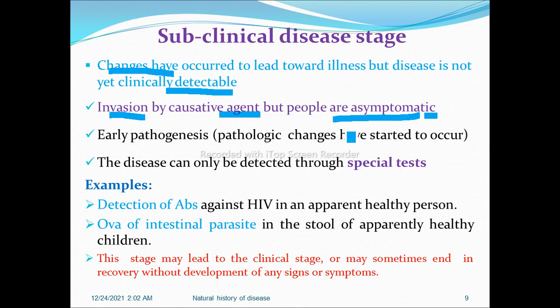Early pathogenesis, pathologic change has started to occur, that can only be detected through special tests. Since no sign or symptom has happened, special tests will be used to detect the disease process. Example, detection of antibodies against HIV in an apparently healthy person. So the person is healthy, but antibodies for HIV are detected. The other example is ova of intestinal parasite in the stool of apparently healthy children. So still in this case there is no disease happened.